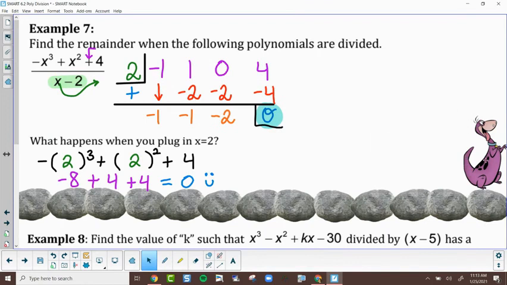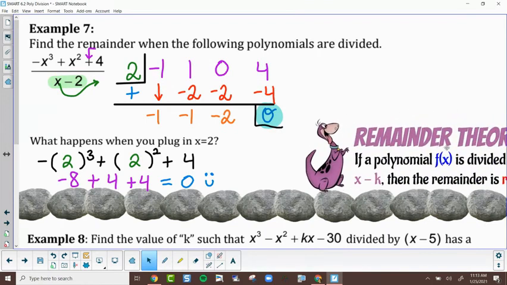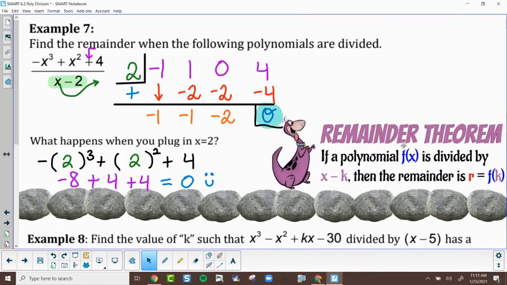And Dino would like to welcome you to our closing concept called the Remainder Theorem. You'll see that if I'm taking a polynomial and dividing it by x minus a number, let's say k, this one happened to be x minus 2, then the remainder is what I get when I evaluate that function. If I plug in that value, the remainder is what I get. And you can kind of see how that worked out really well here. So here's the remainder, and here's what happened when I plugged in.